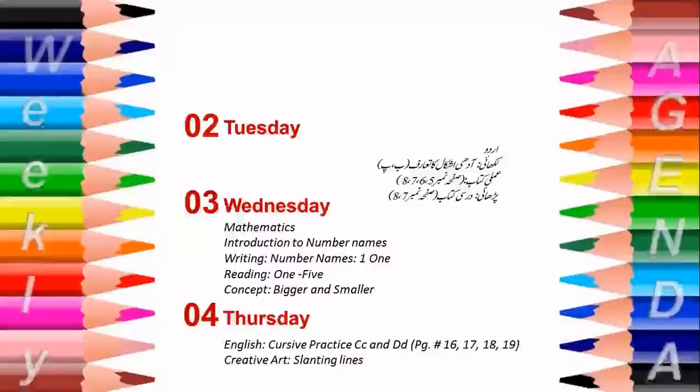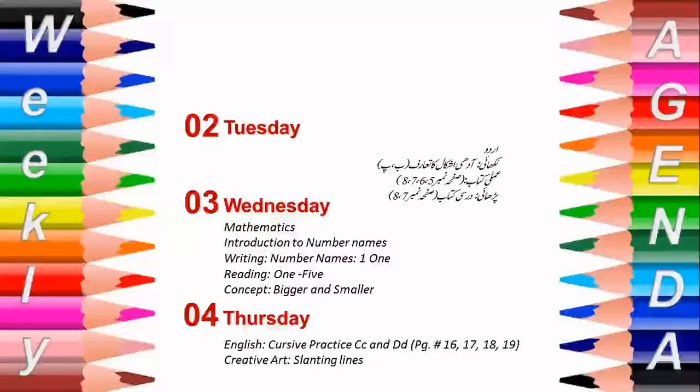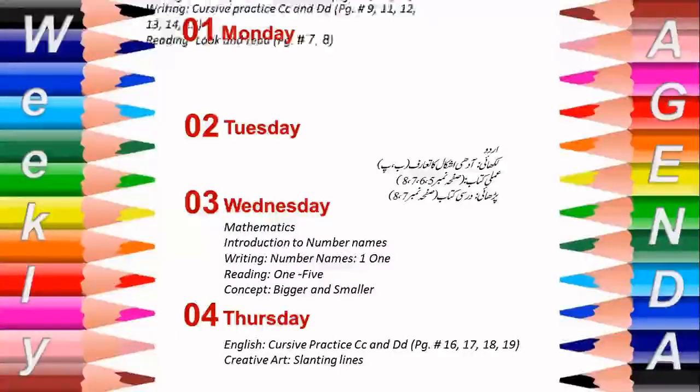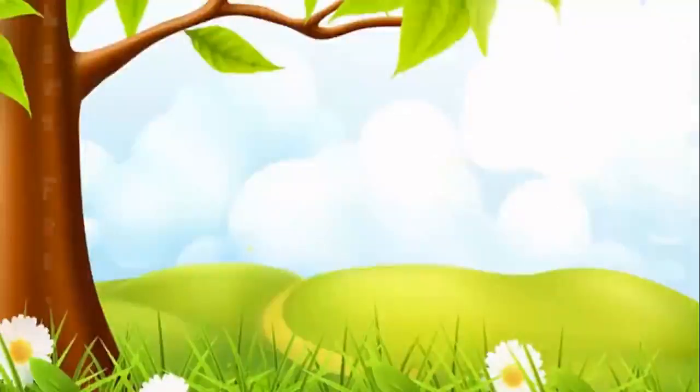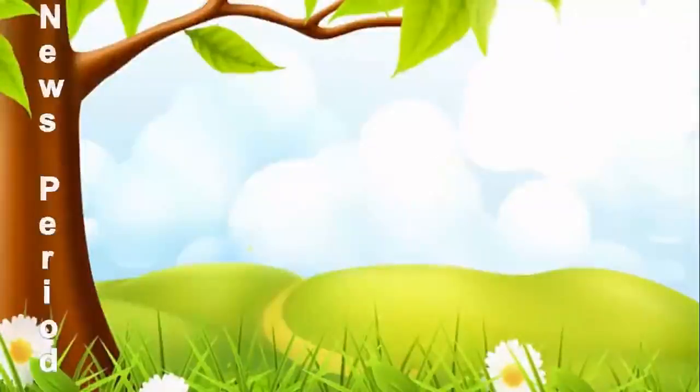Weekly agenda. On Monday, we have English task. In English, we are going to learn to write cursive capital C and D on page numbers 9, 11, 12, 13, 14, and 15. And in reading, look and read page numbers 7 and 8. Let's start our news period.